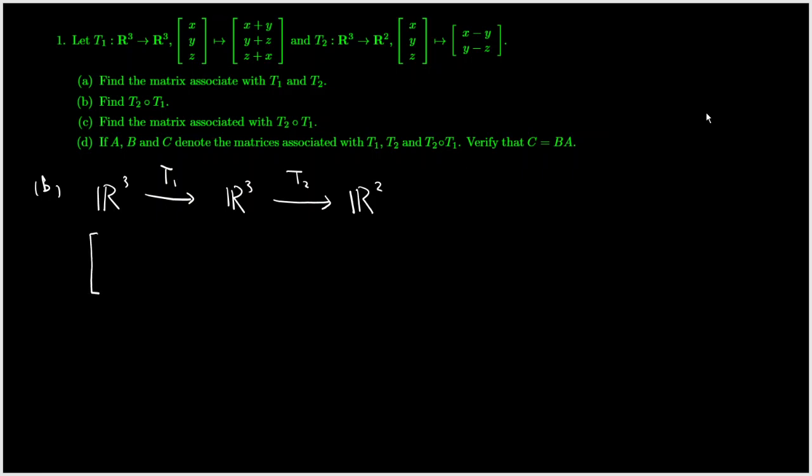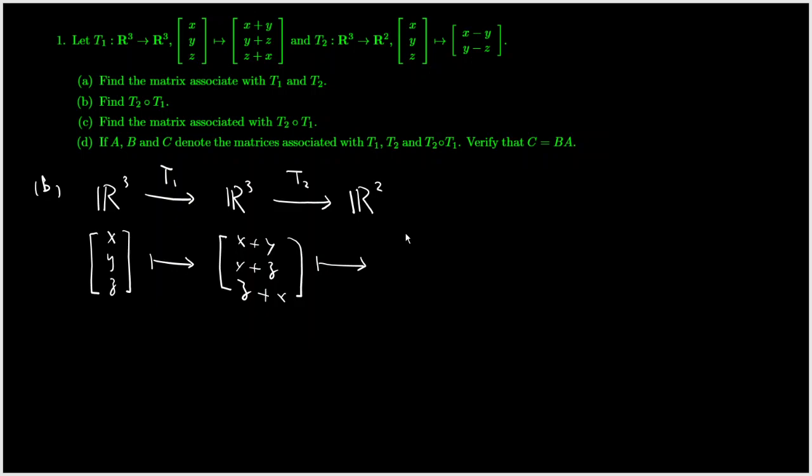Every vector in the domain of T1 has three components. You have x, y, and z. The output for the input of x, y, z under T1 is simple. You just copy T1. x plus y, and then y plus z, and then z plus x. The next thing is new. The next thing is kind of new. Okay. Now concentrate.